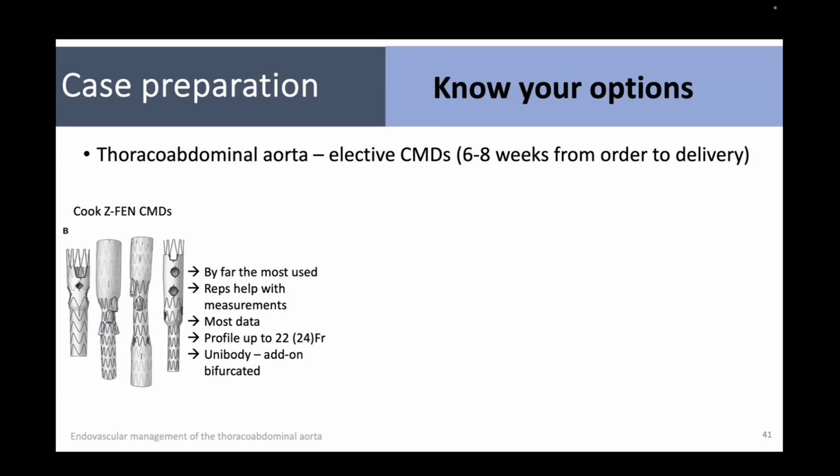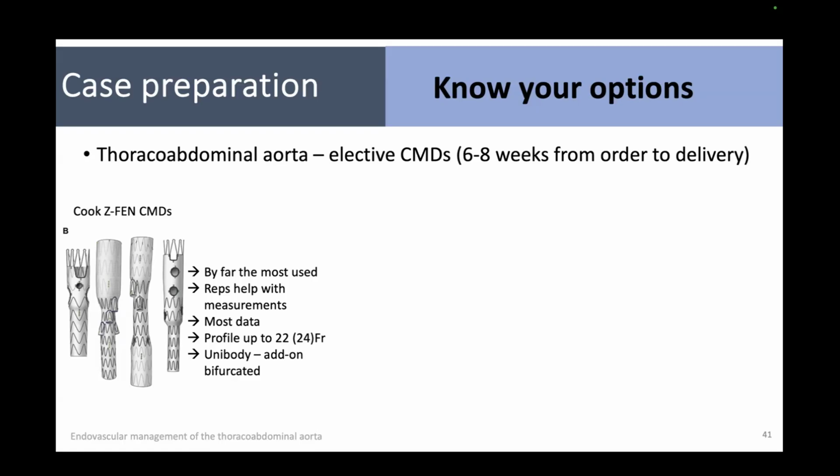The reps can help you with the measurement. So you basically send the images to the rep and you discuss with them to get the best plan for each patient. There's the most data out there about this graft compared to the other ones. The profile is also pretty good. It's up to 22, so 24 French because it's Cook, but it's also not catastrophic.